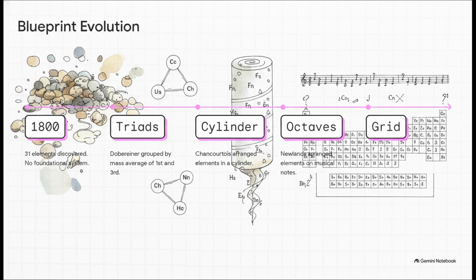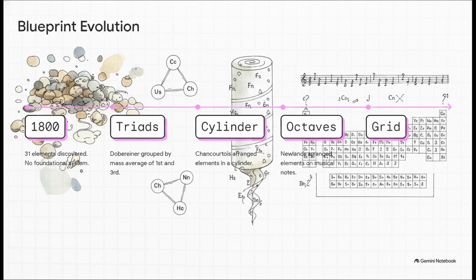You have Döbereiner trying to group things into triads by averaging their masses. Then Chancourtois comes along and builds a literal cylinder. You even had Newlands trying to map elements onto musical octaves. It was just an era of pure trial and error. But eventually, this chaos led to Dmitri Mendeleev's famous grid.